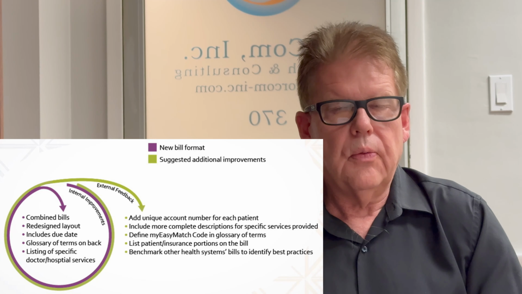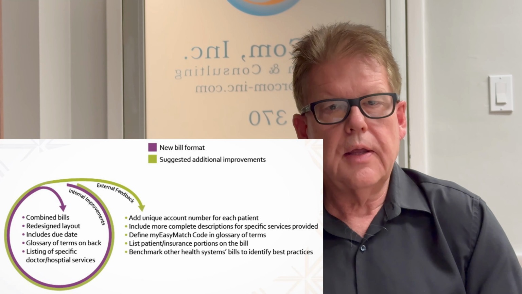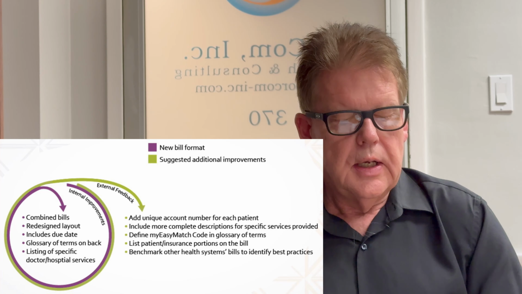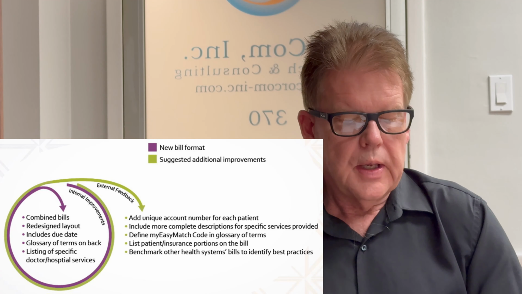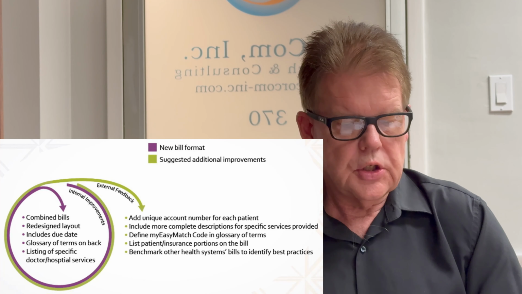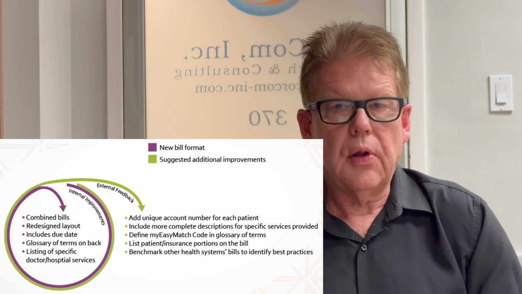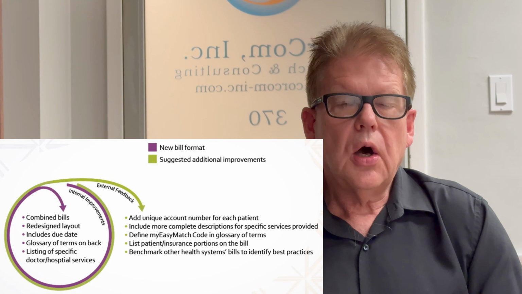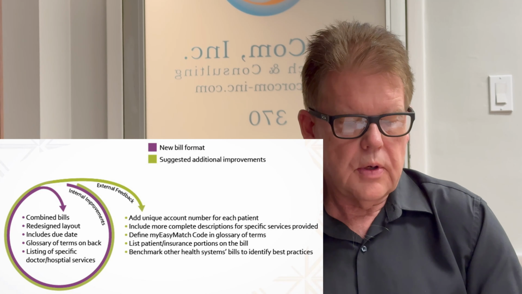What did the people really want? We had talked to patients in focus groups to ask them what they thought about their bills and what they wanted in it. They wanted to see things like unique account numbers for each patient. They wanted more complete descriptions of the specific services provided, not just the physician. They wanted an easy match code glossary term index, one of the ways to further look up information. They wanted a list of the patient's insurance portions on the bill so they knew what was being paid by what, when, why. They wanted to benchmark other health systems' bills to identify best practices.